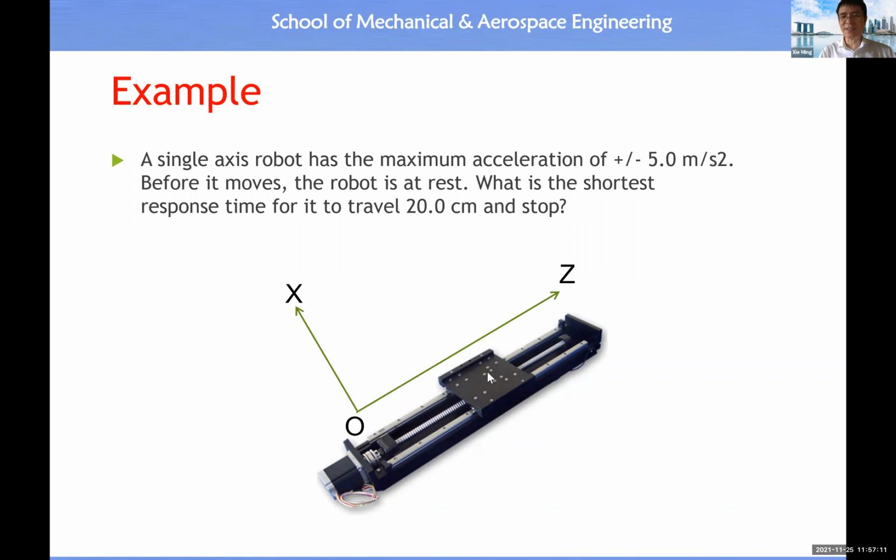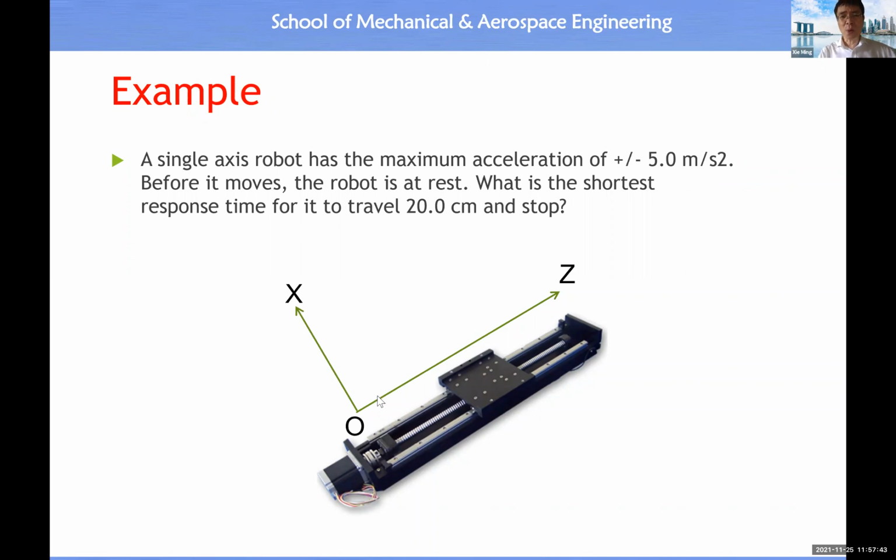The second link is attached here. Then assume this is the second link. Then you can move linearly along this z-axis. So you remember we always use the z-axis to represent the axis of rotation or the axis of a linear motion. In this case, the question tells you the maximum acceleration which could be achieved by this joint is 5.0 meters per second squared.